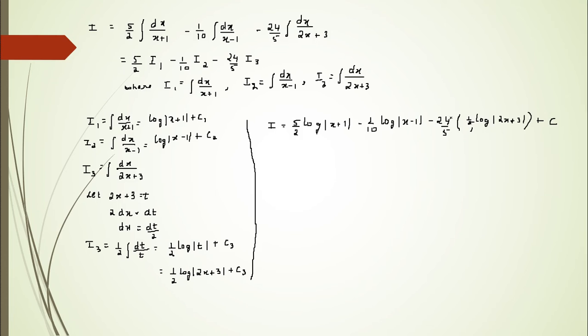2 ones are 2, 12 times. So finally I'll get I is equal to 5 by 2 log of modulus x plus 1 minus 1 by 10 log of modulus x minus 1 minus 12 by 5 log of 2x plus 3 plus C.